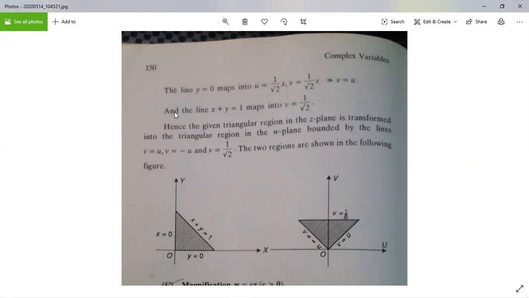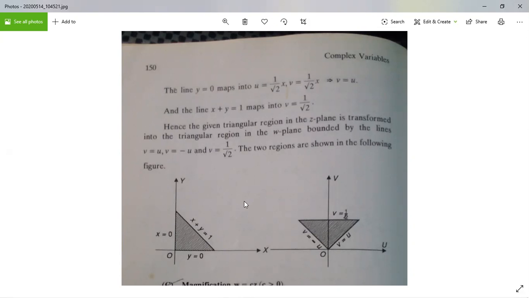And then finally, the line x plus y equals 1 maps into, when we put x plus y equals 1, that means y equals 1 minus x, in the expression of u and v, we get v equals 1 by root 2. Hence, the given rectangular region in the z plane is transformed into the region in the omega plane bounded by the lines v equals u, v equals minus u, and v equals 1 by root 2.